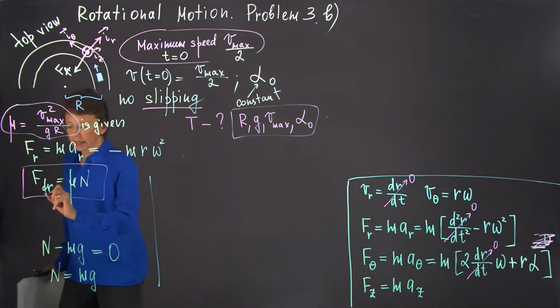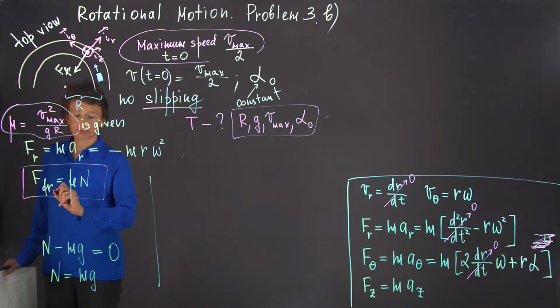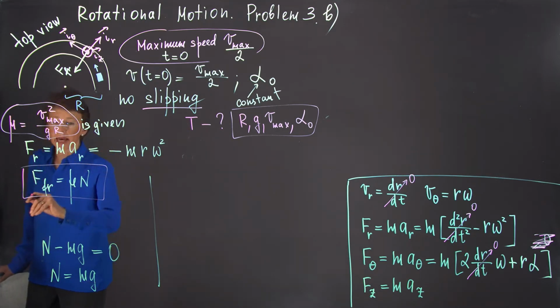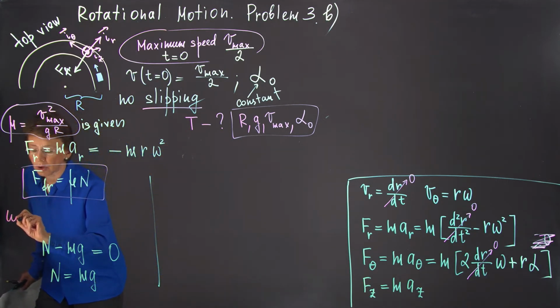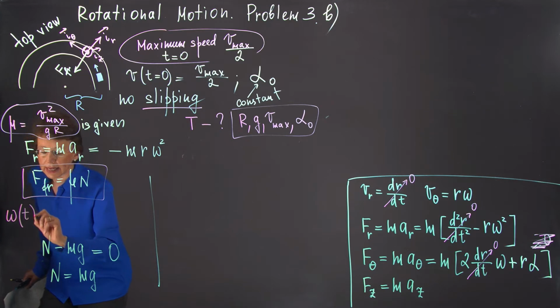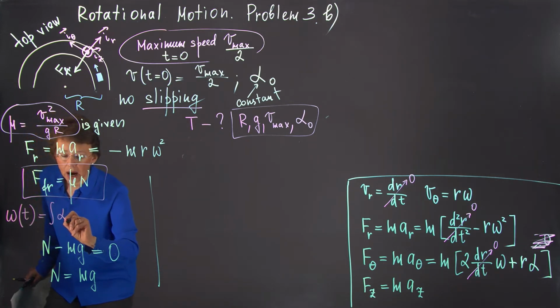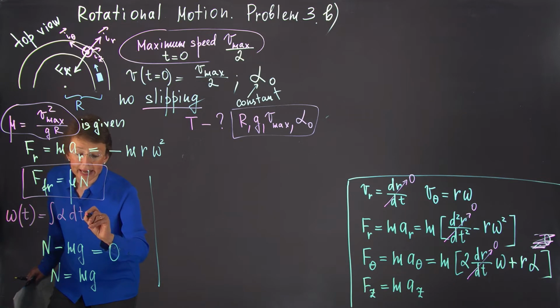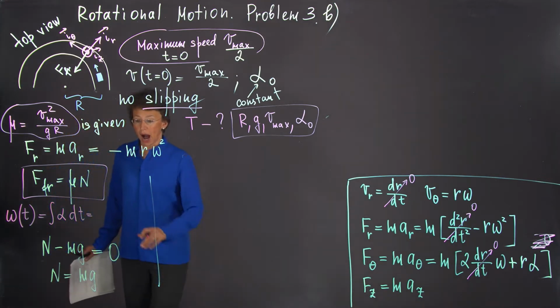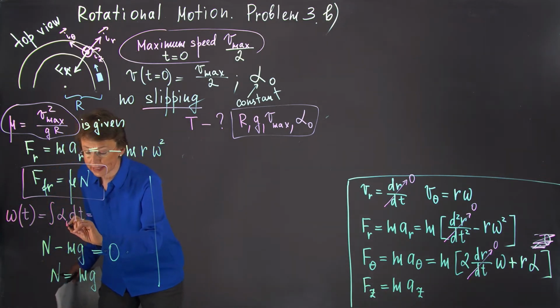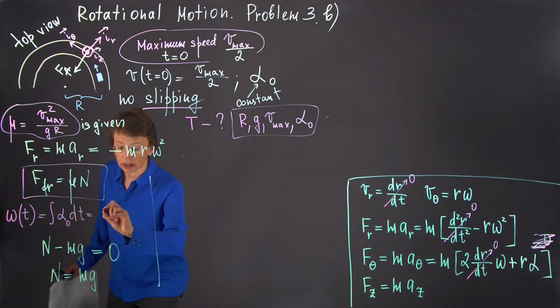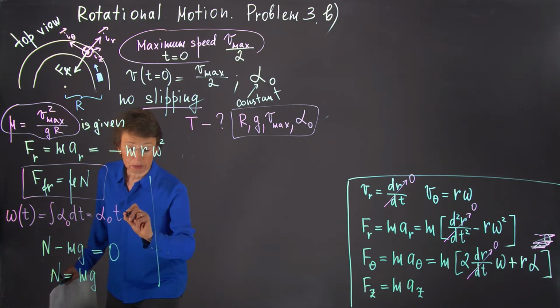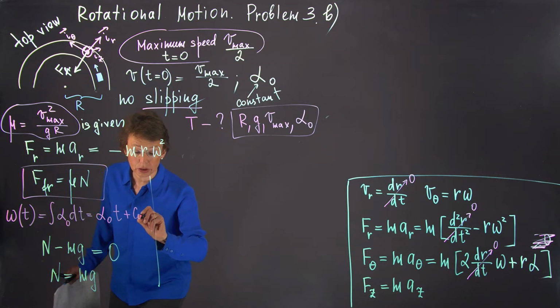So what is omega? I will write it here. Alpha is d omega dt, the rate of change of omega, which means that omega is the integral of alpha dt. And alpha is constant, it is alpha naught. I take this integral, it will be alpha naught t plus constant of integration.